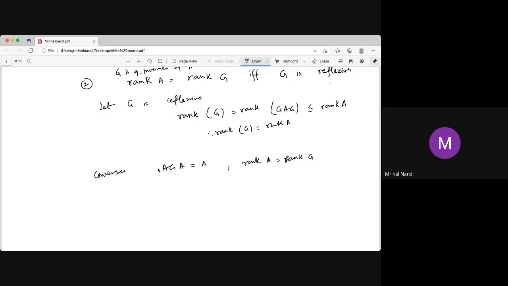So what is the idea? Suppose the rank is the same. First observe that the column space of GA is a subspace of the column space of G. Because you multiply by A on the right side, GA is a collection of column vectors, each a linear combination of the column vectors of G. So it is a subspace of the column space of G. This is true not only for G inverse, it is true for any matrix actually. Now what happens then? Rank of GA is equal to rank of G.